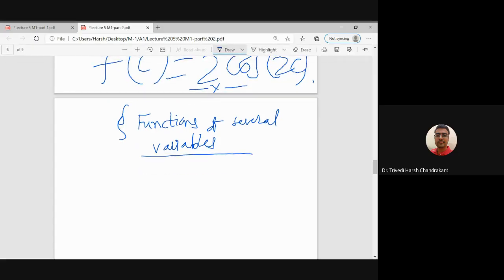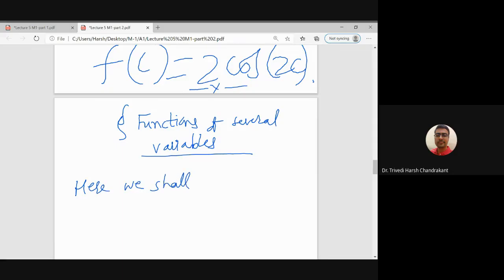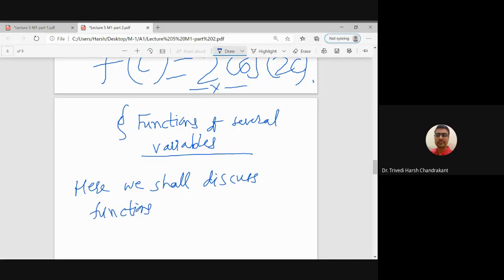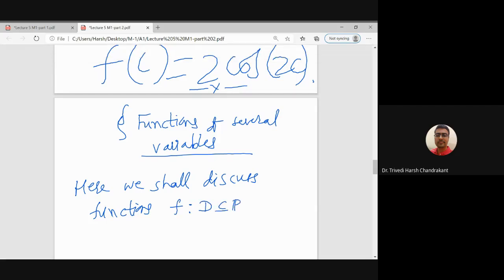So functions of several variables means, so far we have discussed functions which are from real line to real line, real numbers to real numbers. But now we will discuss functions f where the domain is a subset of the xy plane and it is taking values in R.